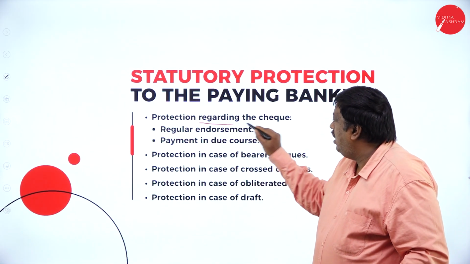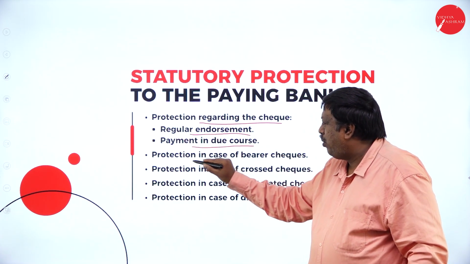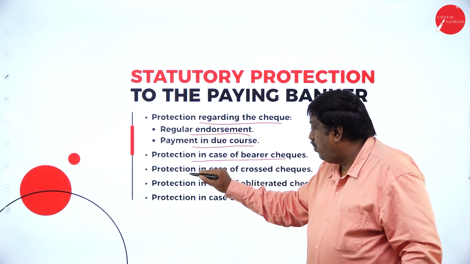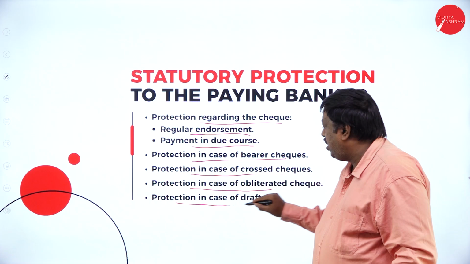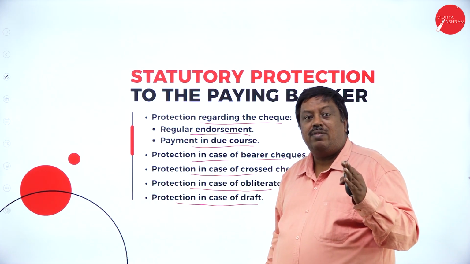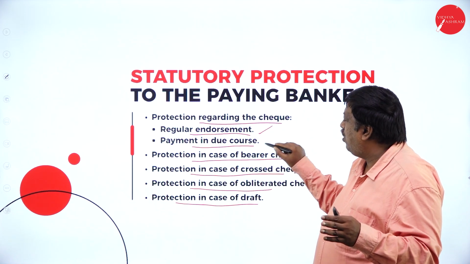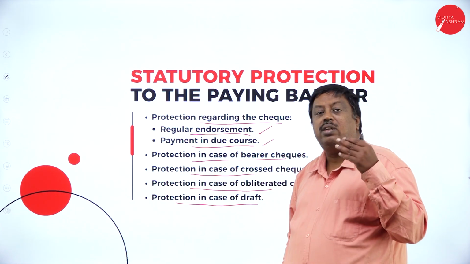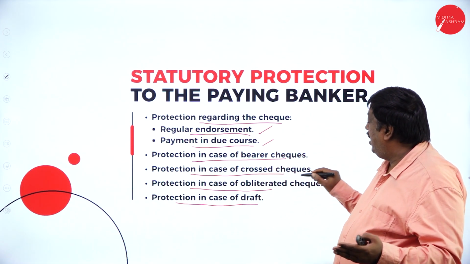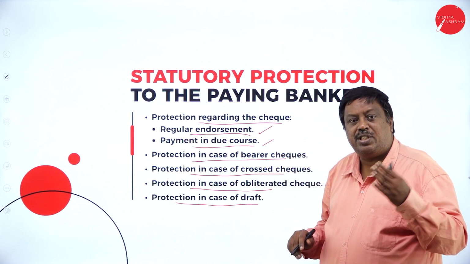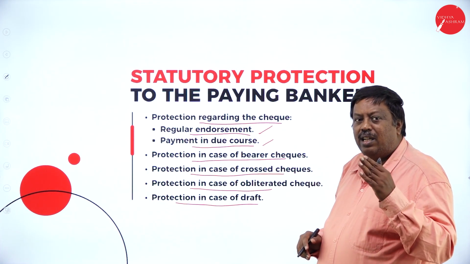So protection regarding the check: whether it is a regular endorsement, payment in due course, protection in case of bearer checks, protection in case of crossed checks, protection in case of obligatory, protection in case of draft. So the protection will be given to the banker regarding the check. It may be a regular endorsement or payment in due course, that is, an order in due course where the amount will be collected in future, or whether it is a general crossing or special crossing. Based on that, the protection will be there for the banker.